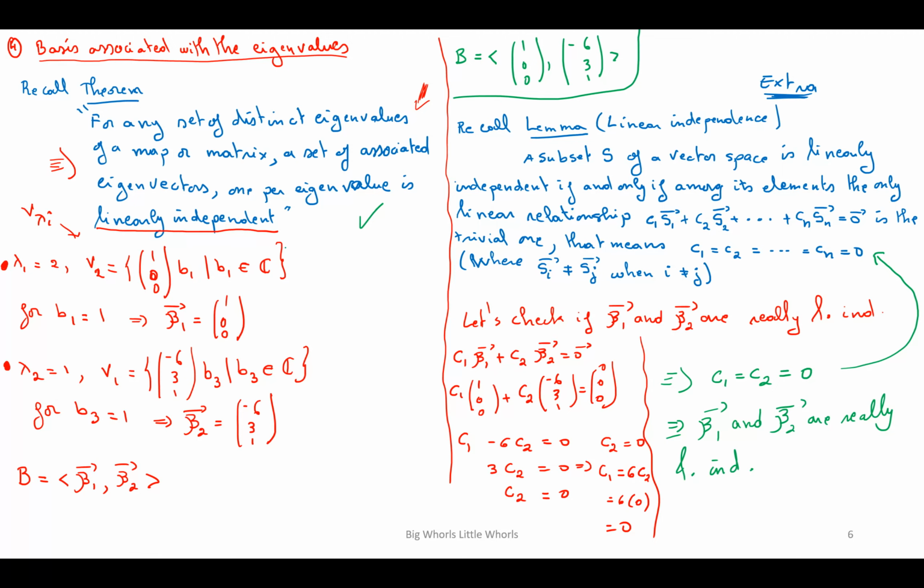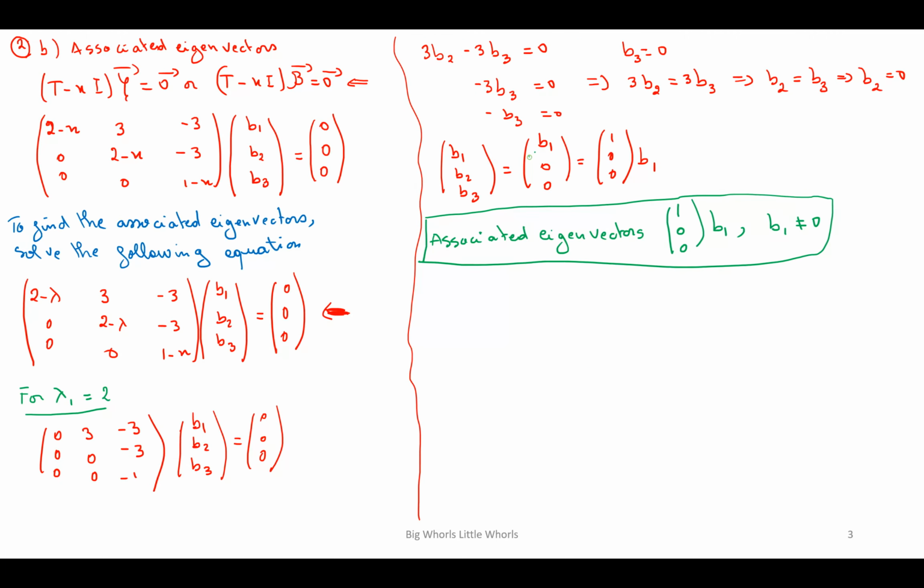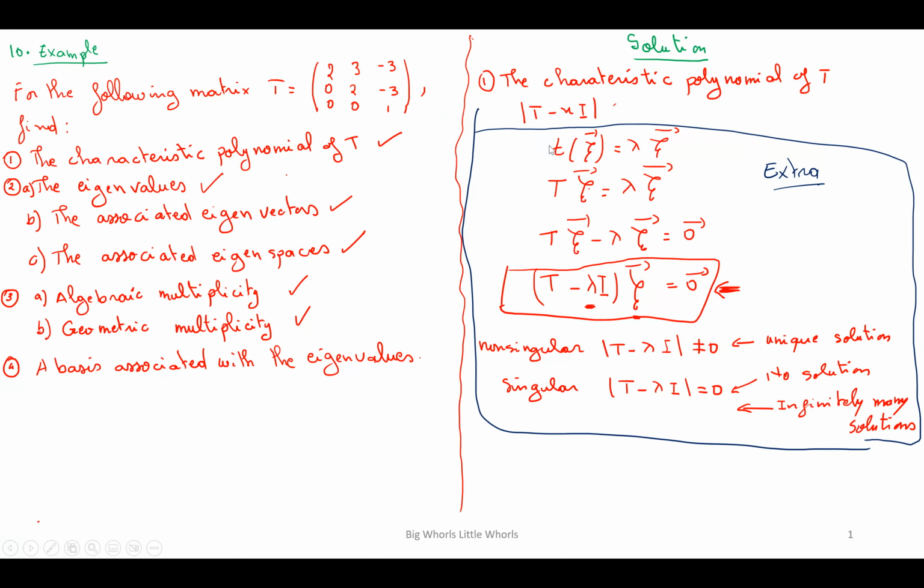Okay, thank you. I think this is the end of this tutorial. It is very long. The tutorial was a summary of everything we have learned in this first part of our 5th chapter. We have learned about eigenvalues, eigenvectors, eigenspaces, characteristic polynomials, characteristic equations, algebraic multiplicity, geometric multiplicity, and how to find a basis associated with the eigenvalues.